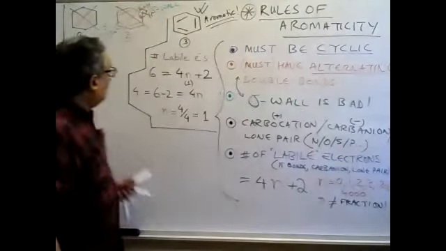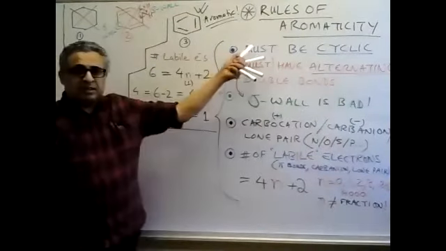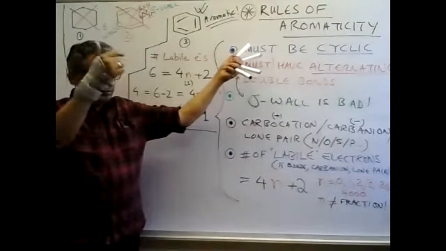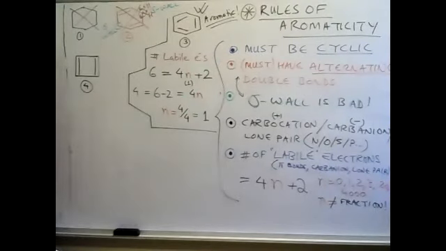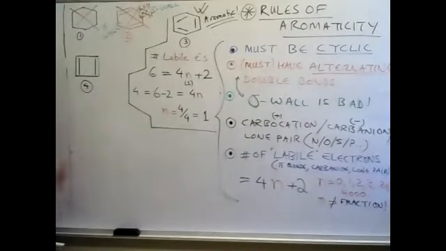Let's check the rules. Rule number 1, is it cyclic? It's cyclic. Rule number 2, what do you guys think? Speak up, say something. Yes, it has alternating double bonds, right? Double, single, double, single, double, single. So it fits the bill. Is it aromatic? Should you jump to a conclusion that it's aromatic, or should you check something else?